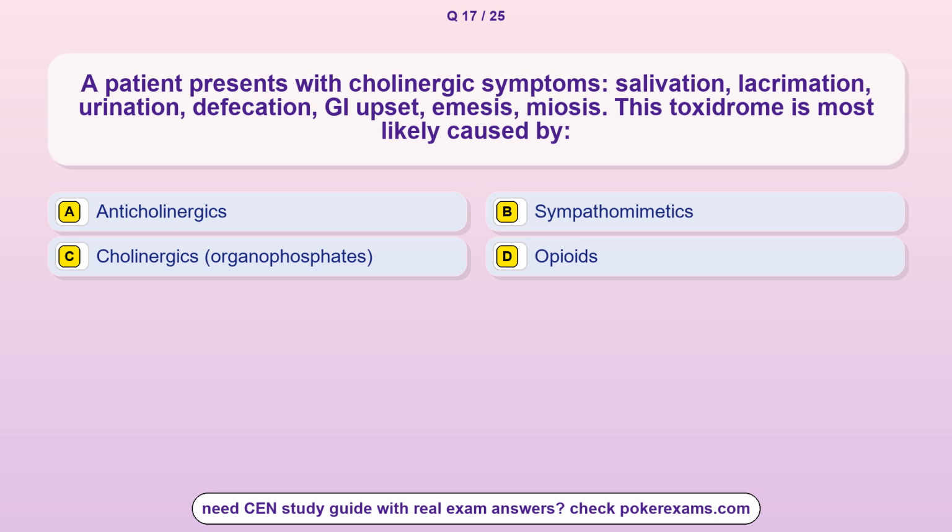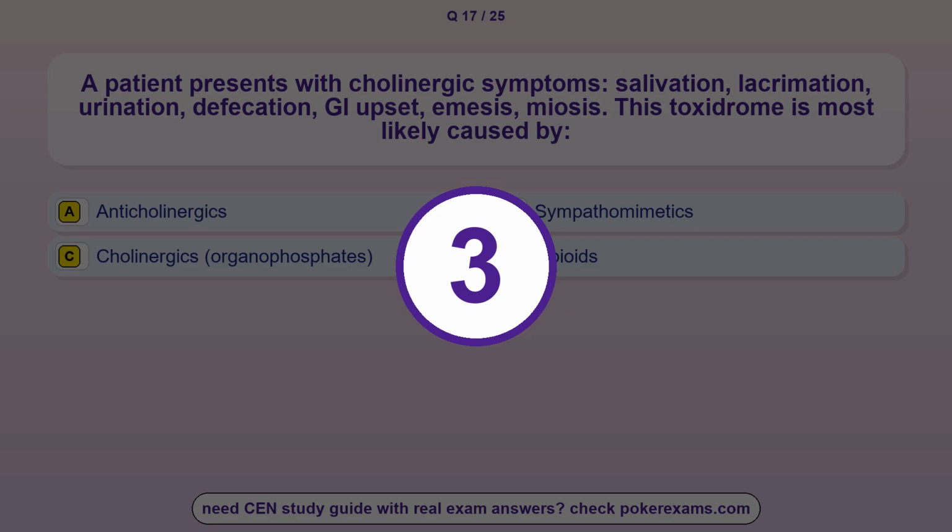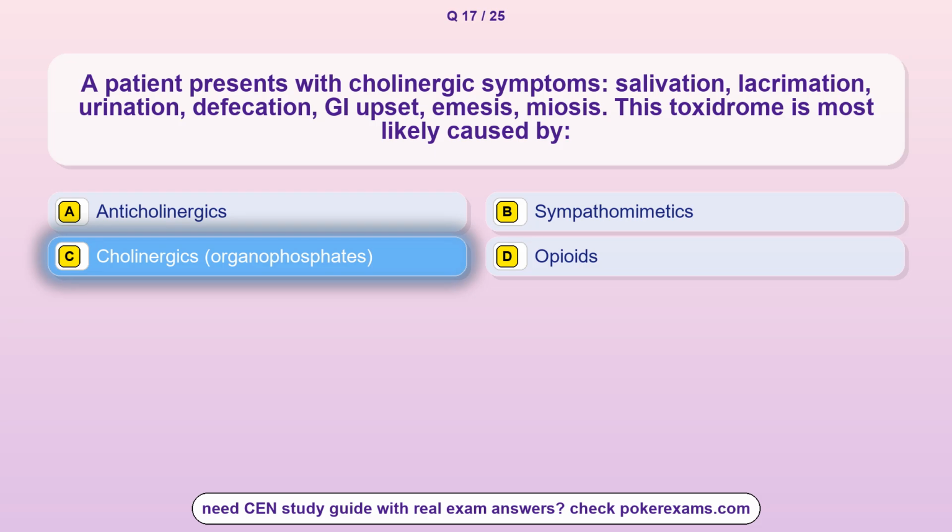Question 17. A patient presents with cholinergic symptoms: salivation, lacrimation, urination, defecation, GI upset, emesis, miosis. This toxidrome is most likely caused by option A, anticholinergics. Option B, sympathomimetics. Option C, cholinergics, organophosphates. Option D, opioids. The correct answer is option C, cholinergics, organophosphates.